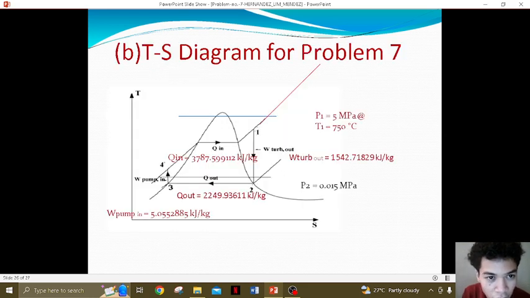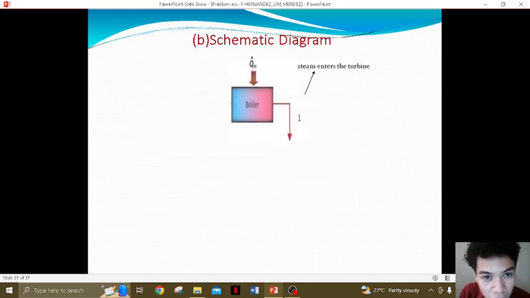Then there you have already your T-S diagram with its answers, which is the heat going in, 3787.59911 kJ/kg, and the work turbine out of 1542.71829 kJ/kg. The heat going out of 2249.93611 kJ/kg, and also your work pump in, which is 5.0552885 kJ/kg.